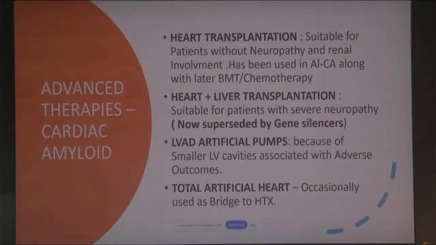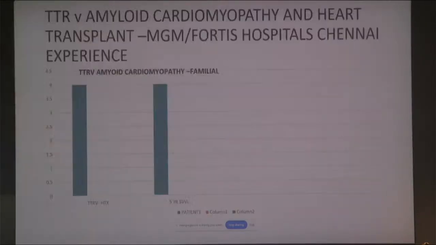LVAD, an artificial pump, has been described in the literature, and because of the small LV cavities, people have used it as a pump or an inflow cannula into the left atrium. And total artificial heart is obviously a last option, in severe biventricular failure, and actually as a bridge to heart transplant. So this is our experience of 4 cases of TTR amyloid cardiomyopathy. They were familial cases. And all four cases have now crossed 5 years. So it's a 5-year survival.